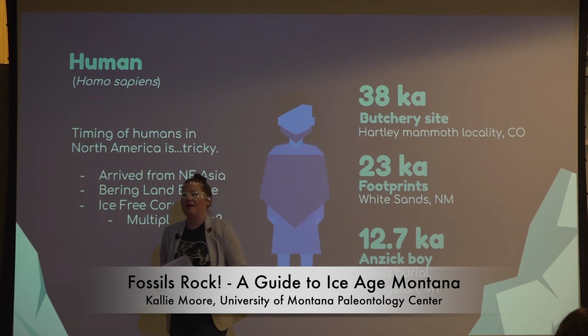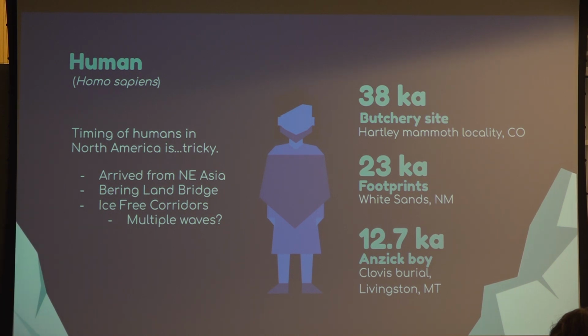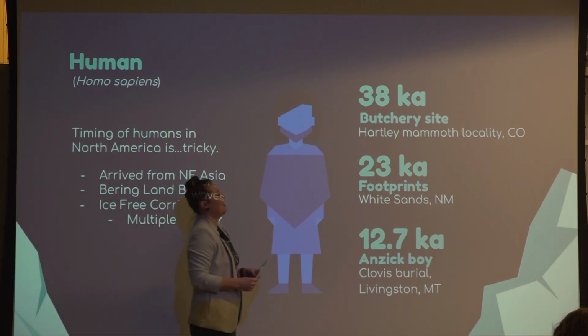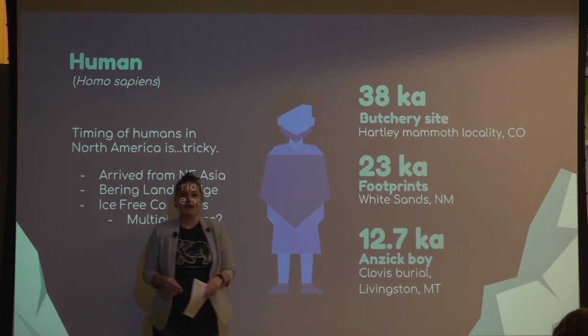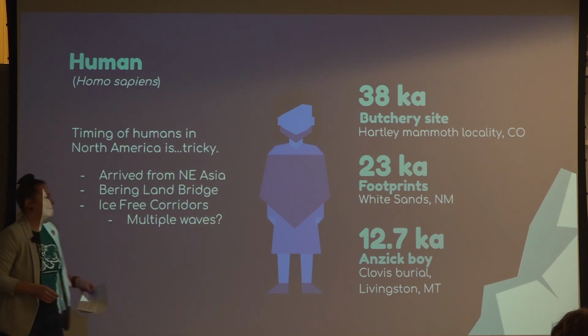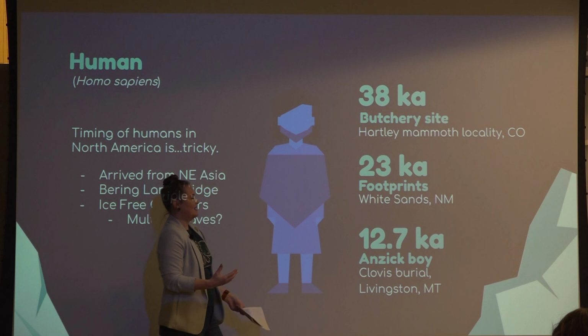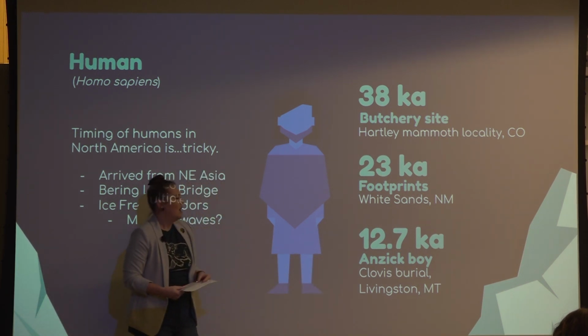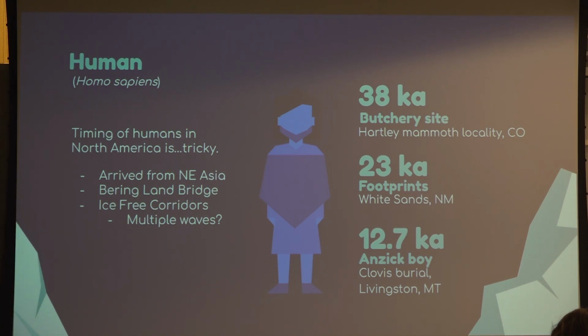38,000 years ago, we have found a mammoth butchering site in Colorado. And it has been carbon dated to 38,000 years ago. That's really old. That's way older than we thought, because the next oldest evidence that we have is 23,000 years ago with the footprints in White Sands, New Mexico. That came out kind of during the pandemic. And then the oldest human bits and pieces is actually about 12,000 years ago with the Anzick Boy. And that's the only Clovis burial that we know of, and it's right here in Montana.